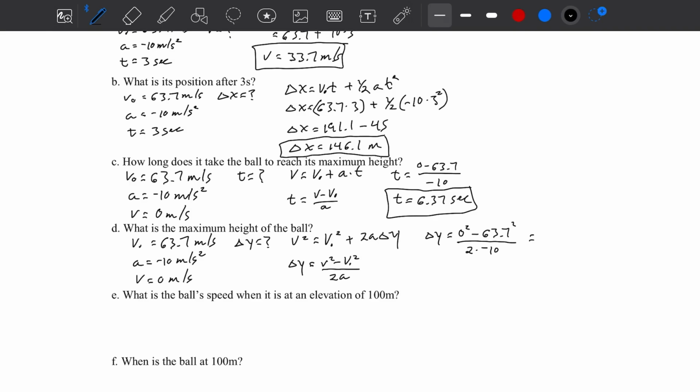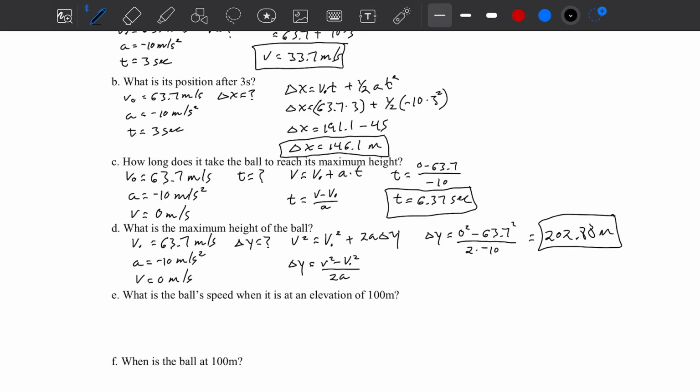So the 63.7 squared, that's not a negative 63.7. You're actually subtracting a positive 63.7. So at the top you'll have a negative number, the bottom you'll have a negative number. And then when you do the math, you get 202.88 meters.